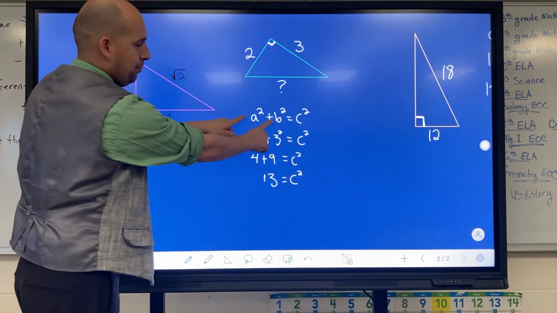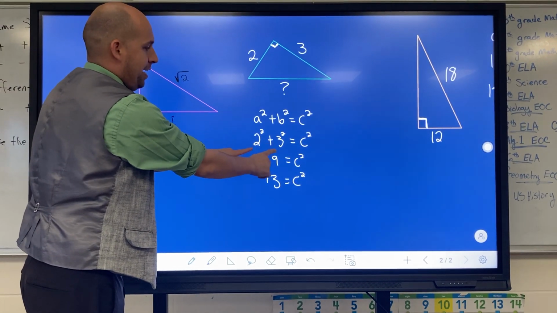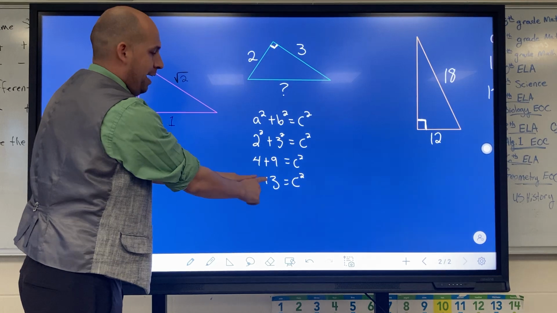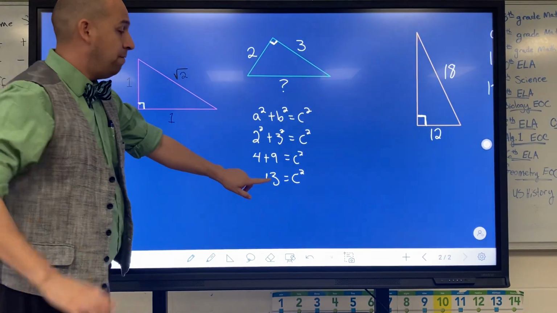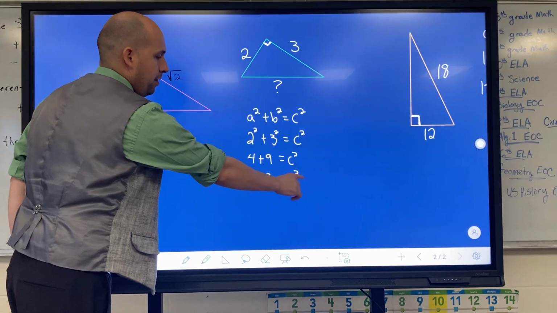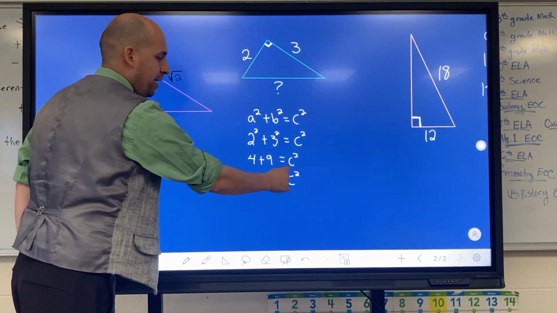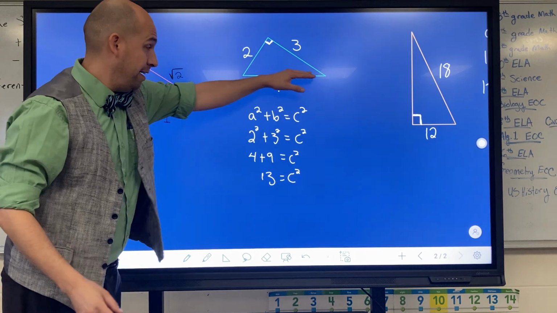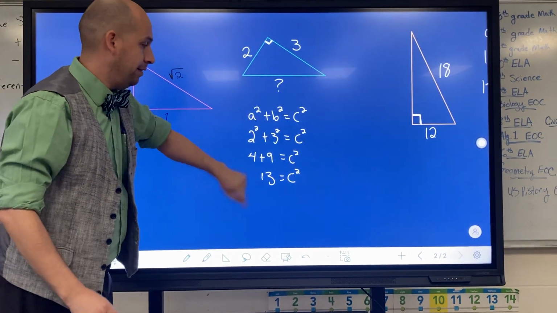I took 2 and 3 and substituted them in, and I got 4 and 9 when I squared them, and when I added them, I get 13. But that's not the final answer. That is still missing this piece right here. C squared is equal to 13. So this side right here, if I took that length and squared it, that would get me 13.